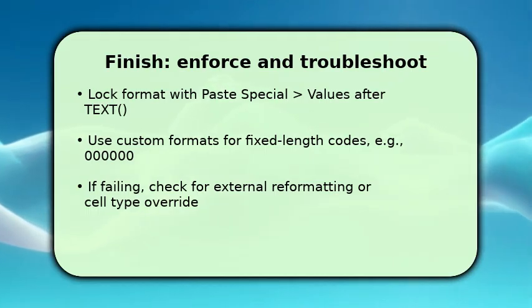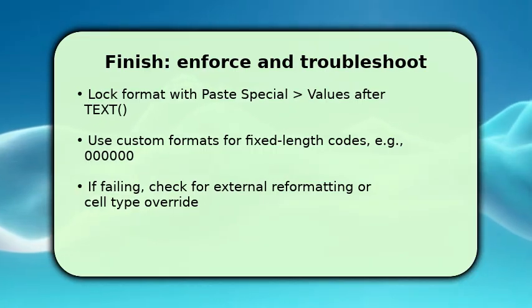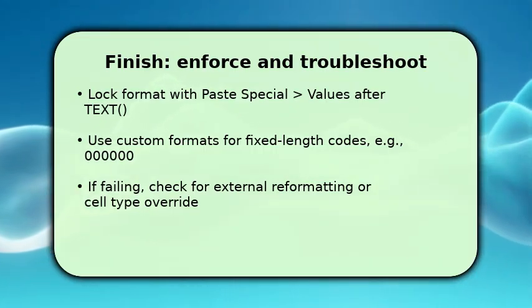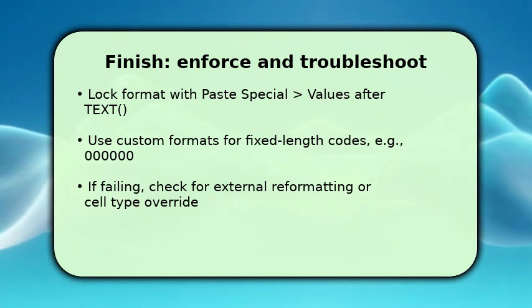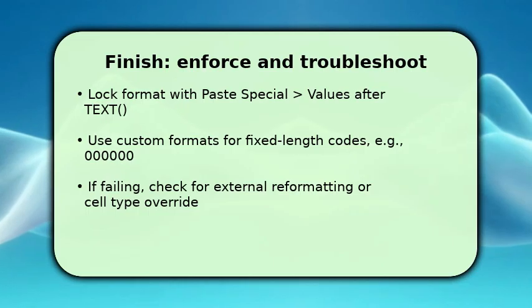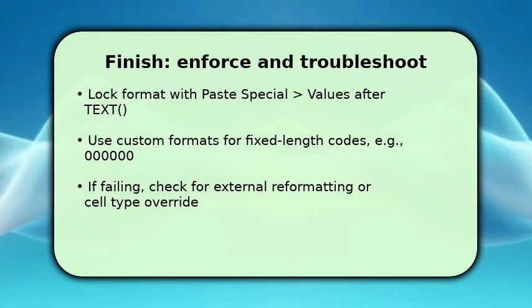If zeros still disappear, check for external processes or imports that reset types, or verify conditional formatting and cell validation settings. Troubleshooting tip: if problems persist, re-import with all suspect columns forced to text to isolate the cause.